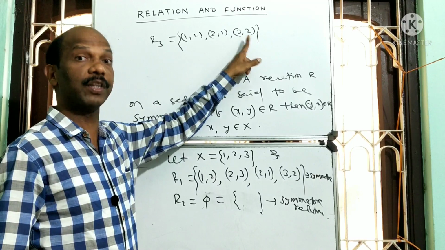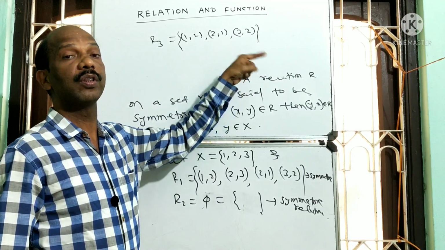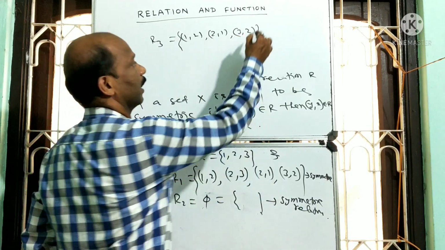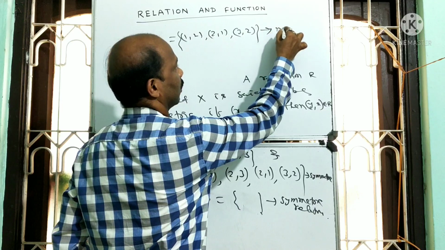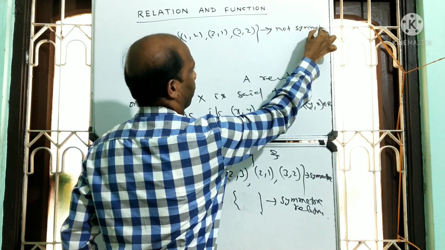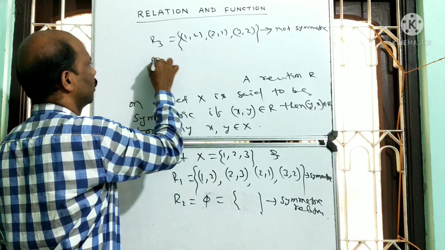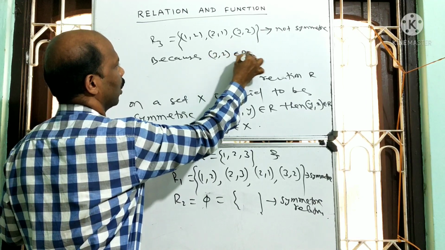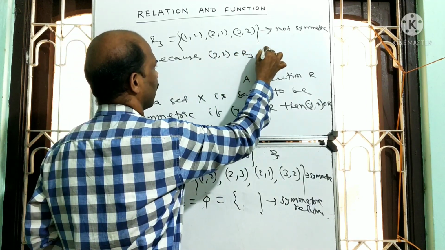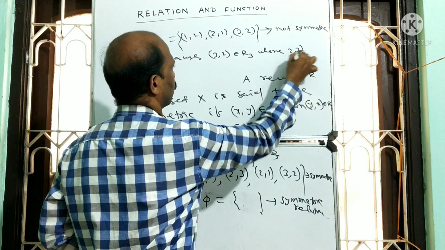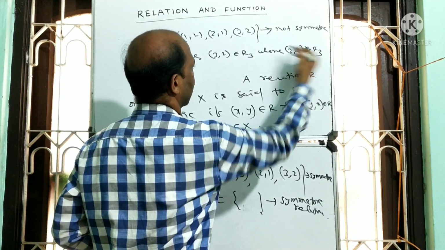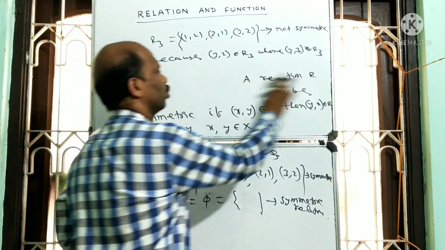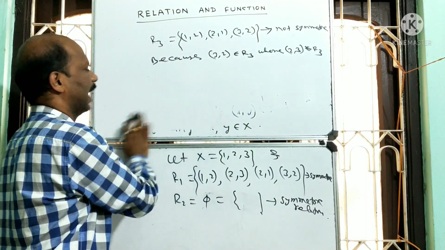If P is true but Q is false, then the conditional statement is invalid. In that case, it is not symmetric, because the ordered pair (3,2) belongs to R3, whereas the ordered pair (2,3) does not belong to R3. So symmetric relation is over. Similarly, we can define transitive relation.